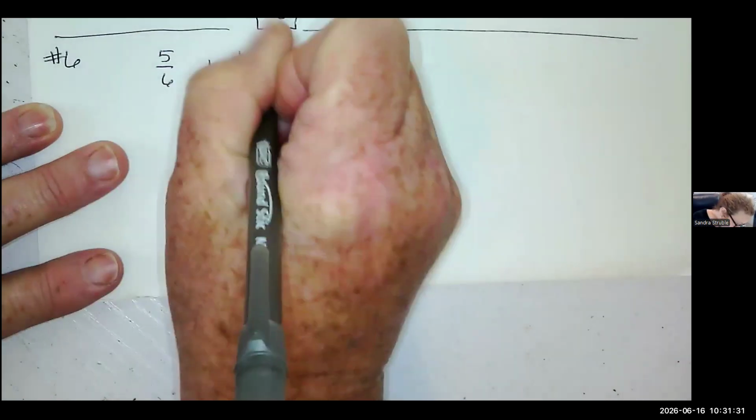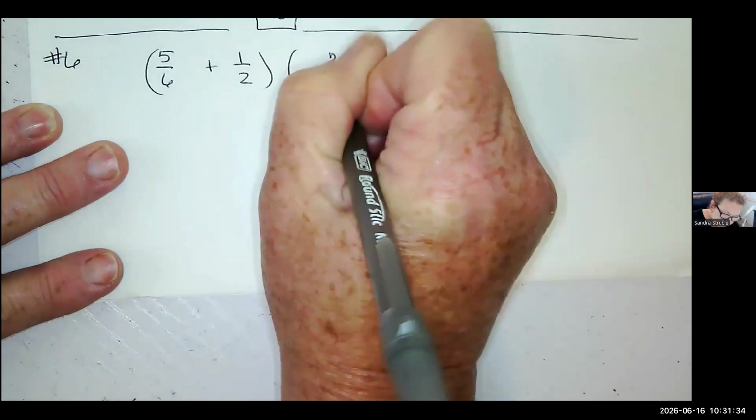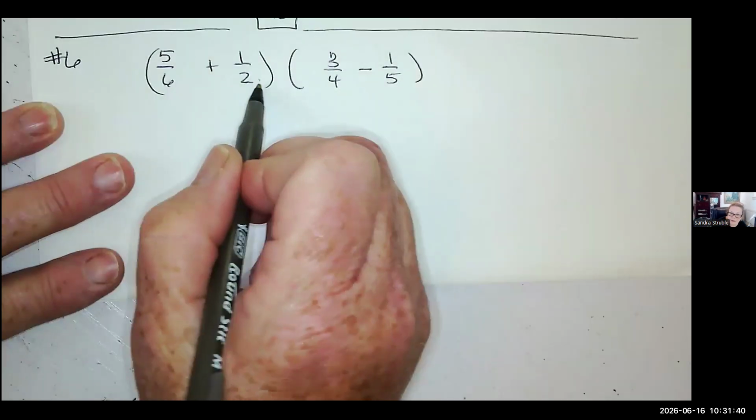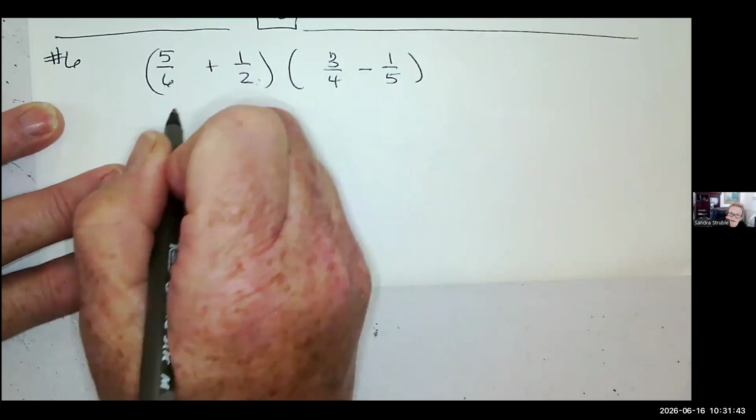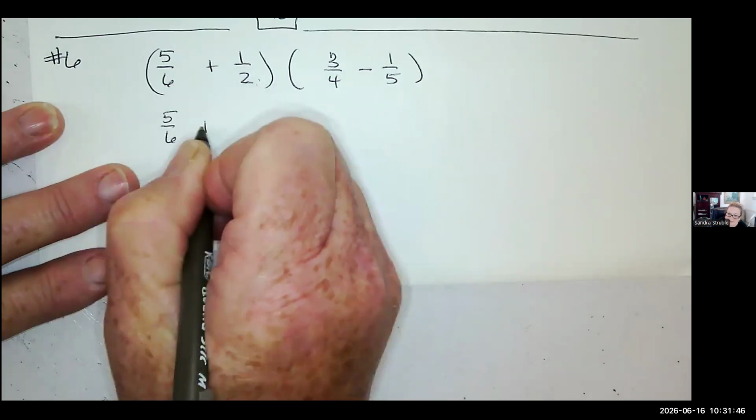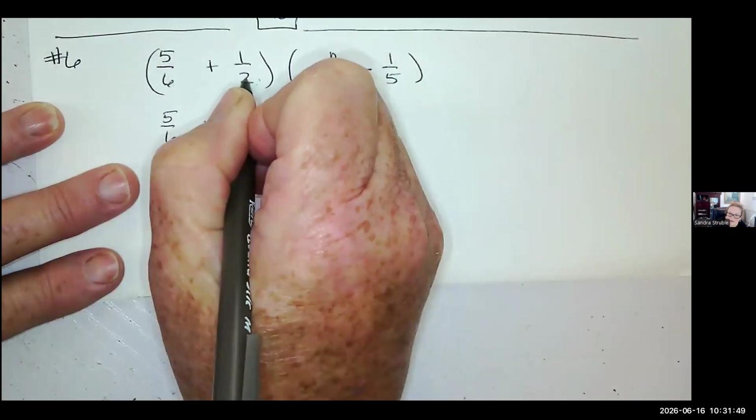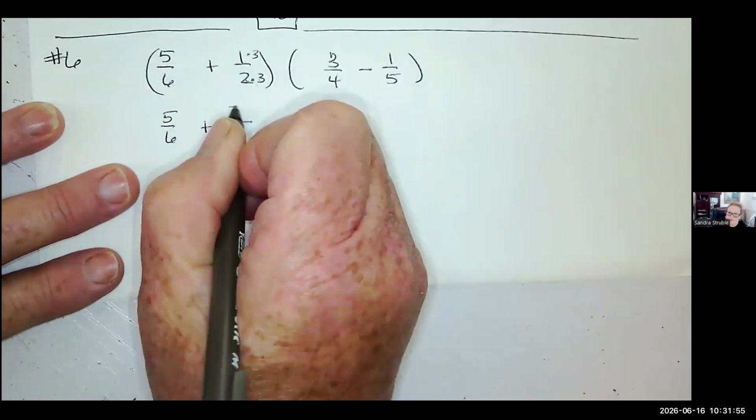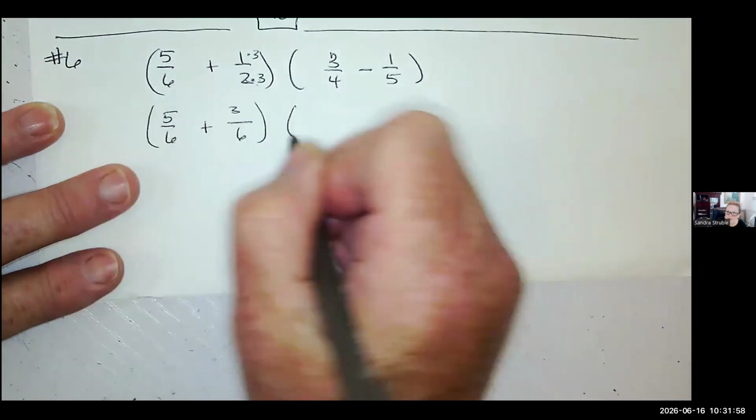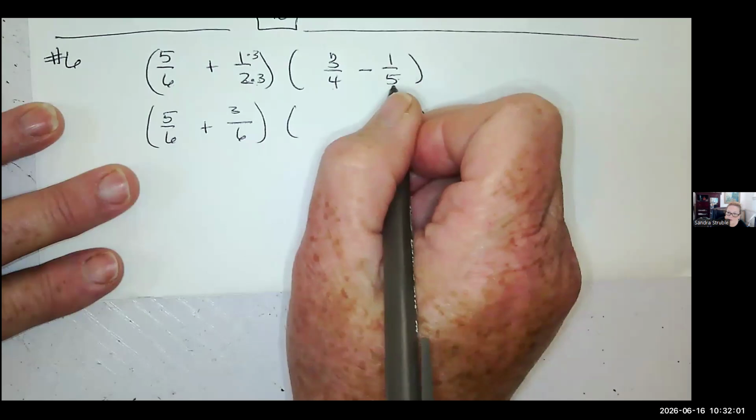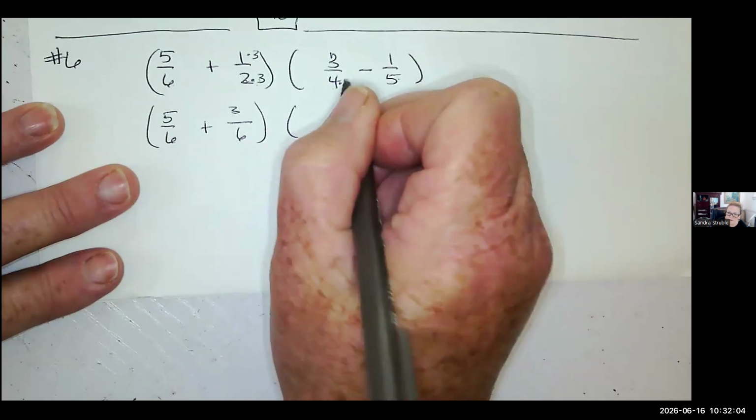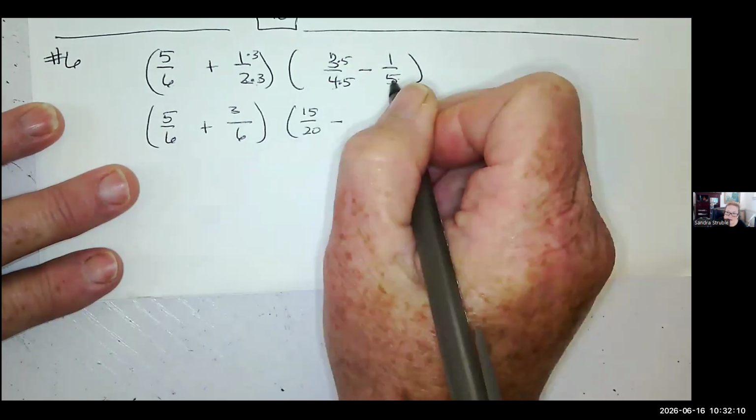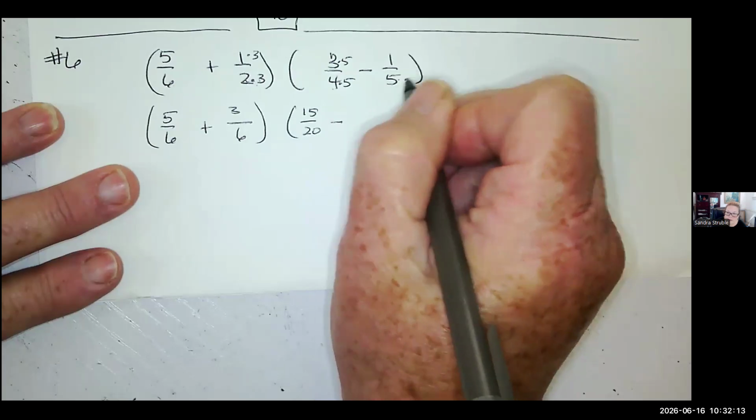times 3/4 minus 1/5. We need common denominators here, and our common denominator is 6 between these two. So this one would stay the same. And this one, to turn 2 into a 6, I've got to multiply it times 3. What I do to the bottom, I have to do to the top. 1 times 3 is 3. I'm going to come over here and find the common denominator for this one as well, which is 20. Well, 4 times 5 is 20. 3 times 5 is 15. So 15 over 20 minus, in order to turn this 5 into 20, 5 times 4 is 20. 1 times 4 is 4.